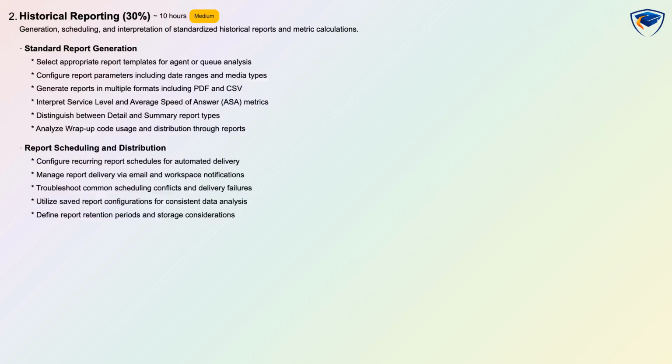Historical reporting is also 30% of the exam, medium difficulty with an estimated 10 hours of learning and conceptual plus scenario-based assessment items. Candidates will learn to select the right report templates for agent and queue analysis, configure parameters like date ranges and media types, and generate reports in formats such as PDF and CSV.